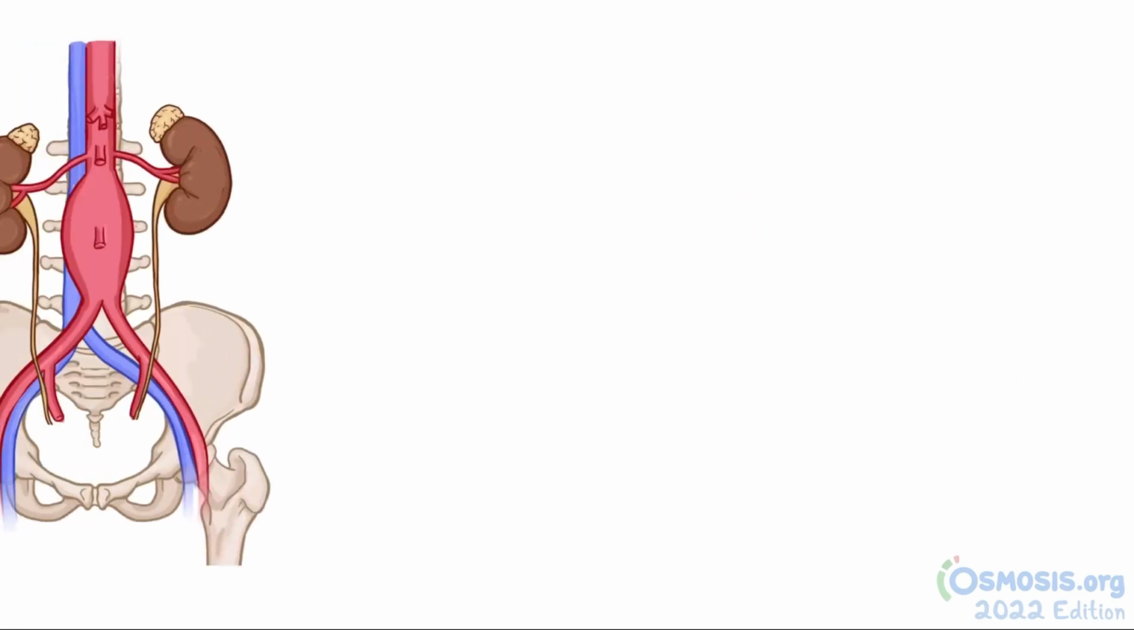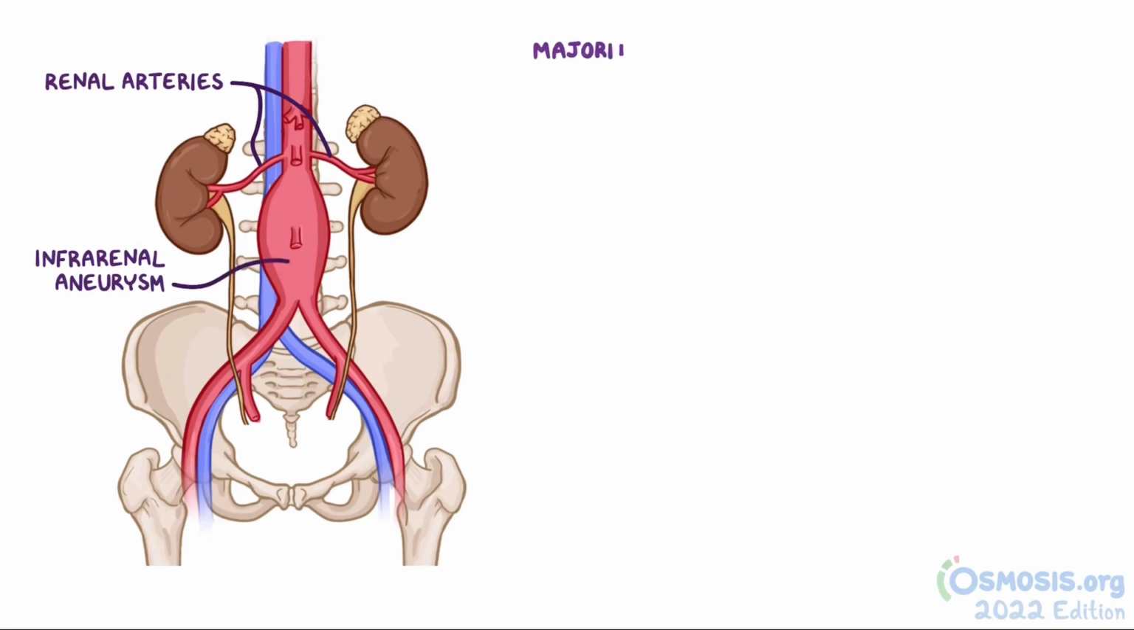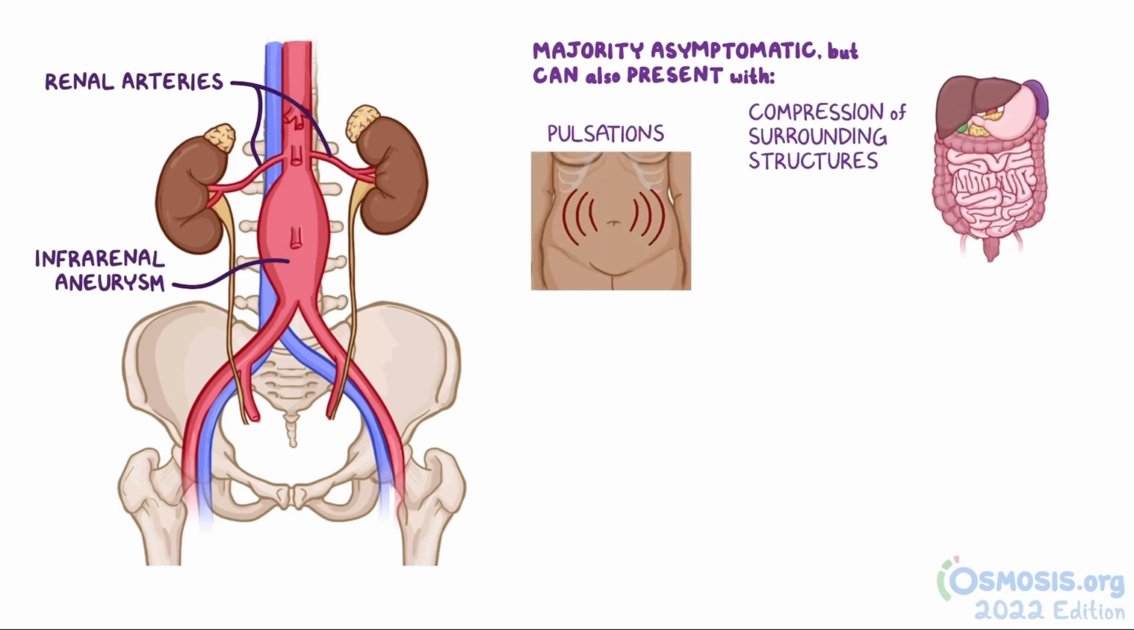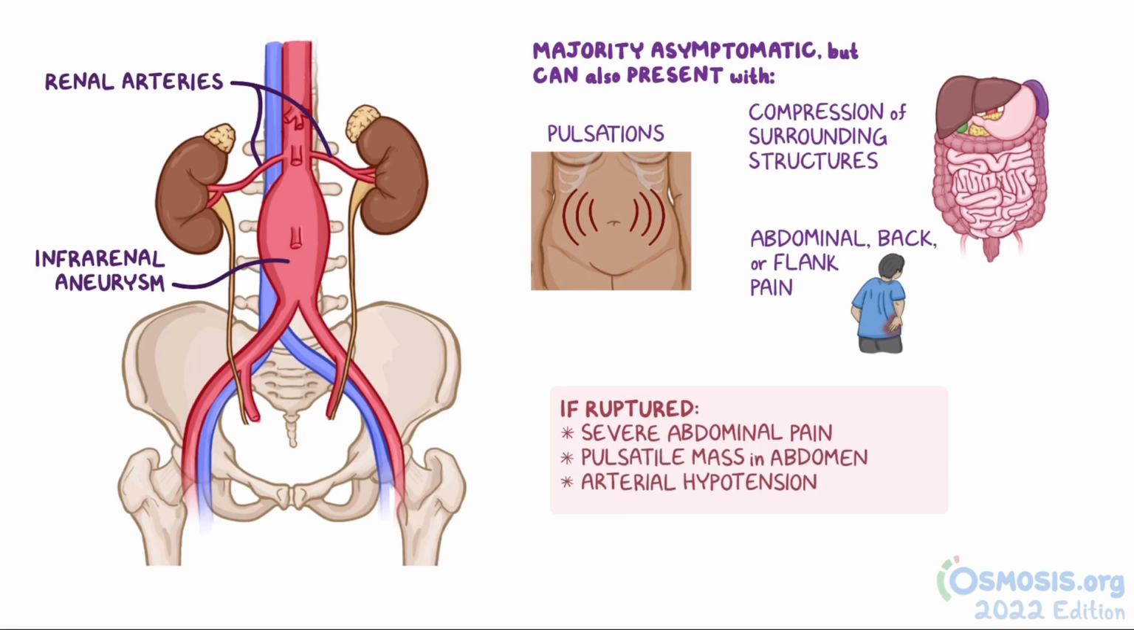The most common location of an abdominal aortic aneurysm is just below the renal arteries and is referred to as an infrarenal aneurysm. Now, the majority of abdominal aortic aneurysms are asymptomatic, but people can also present with abdominal pulsations, compression of surrounding structures, abdominal, back, or flank pain, and if the aneurysm ruptures, it leads to severe abdominal pain, along with a pulsatile mass in the abdomen and arterial hypotension.